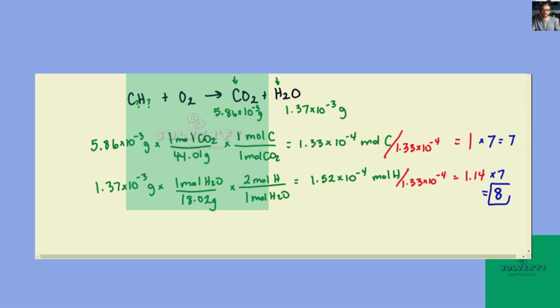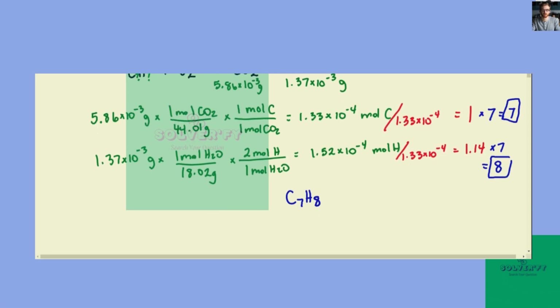These two values give me my mole ratio. They also become my subscripts. So this is C7H8. So that one wasn't really too bad until we hit the end. The second problem is a little bit more complicated.